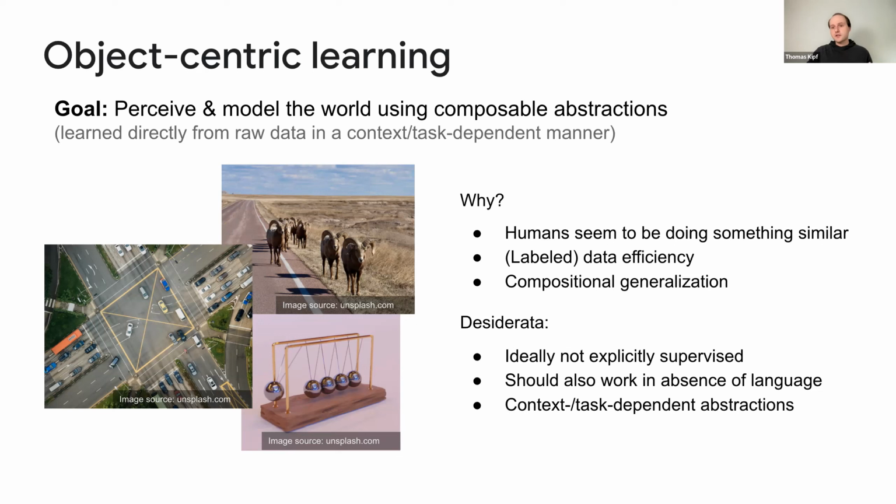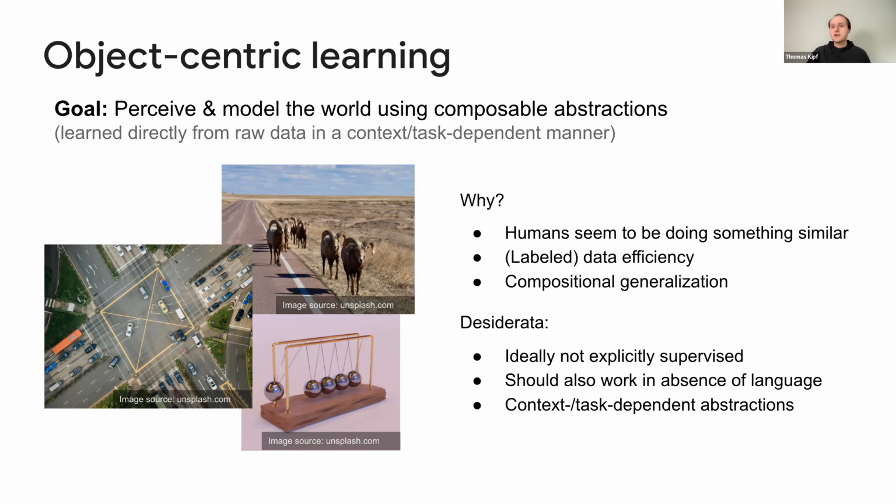Supervising every single detail in the world is just not a very scalable approach. And these models should ideally also work in the absence of language prompts. We've seen a lot of exciting work on getting compositionality in vision via language, but there's more to perception than the combination with language prompting. There are a lot of natural phenomena that we can understand in a very abstract, intuitive way, just from perception only. And ultimately, we would like to learn context or task-dependent abstractions.